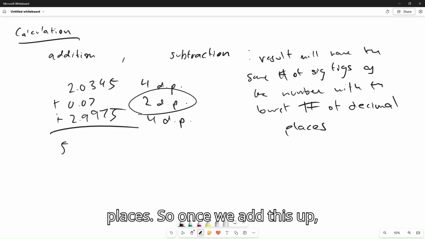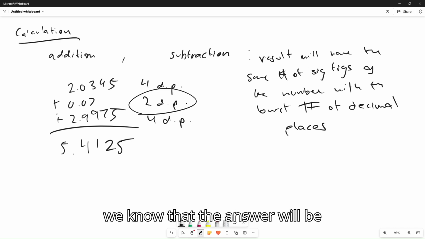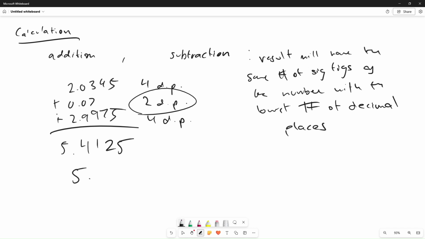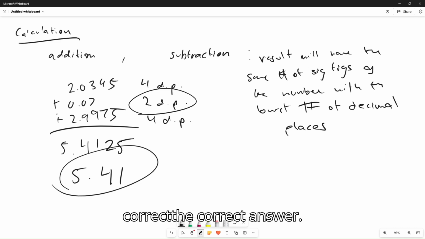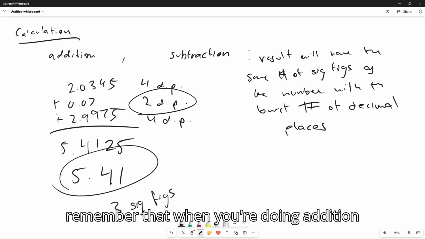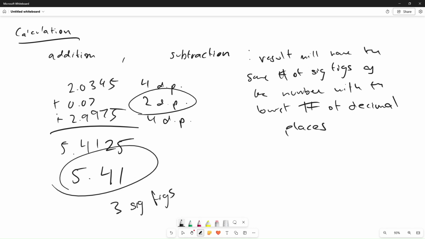Once we add this up, we get 5.4125, and using this rule, we know that the answer will be 5.41, and that will be the correct answer. To specify, this ends up having 3 sig figs. So remember that when you're doing addition and subtraction, it's the number of decimal places which will determine the answer.